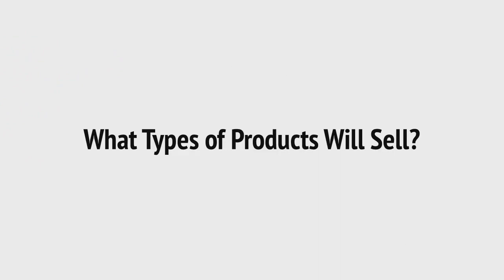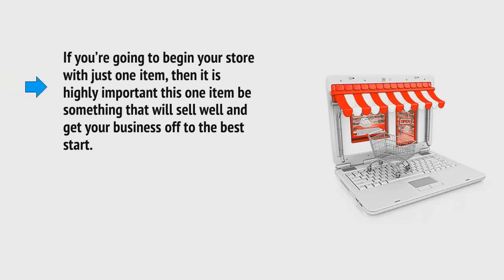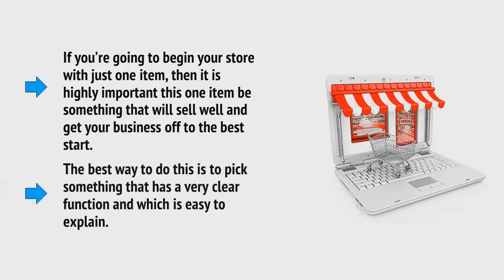Finally, of course, you need to ask yourself what types of products will sell well. And this is particularly important when you first start out and you perhaps only have one item to begin with. If you're going to begin your store with just one item, then it's highly important that this one item be something that will sell well and get your business off to the best start. And the best way to do this is to pick something that has a very clear function and which is easy to explain. Solve the problem that your visitors have.